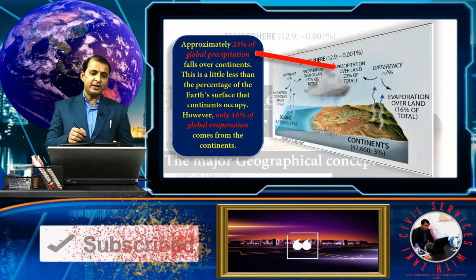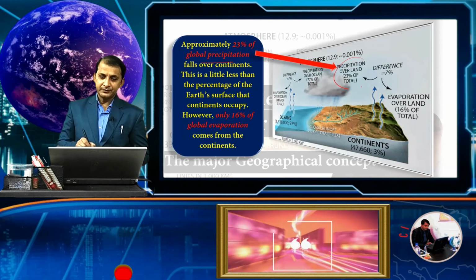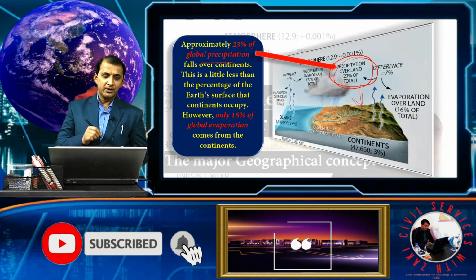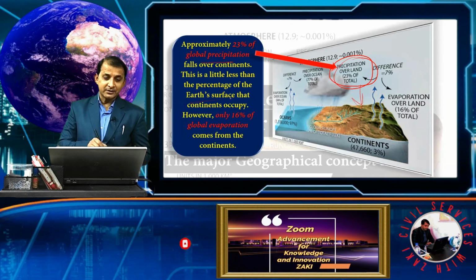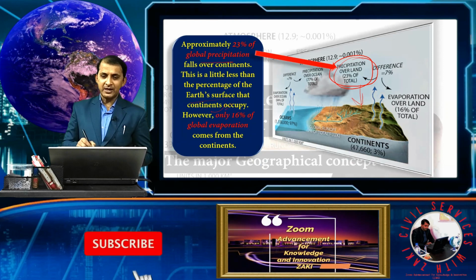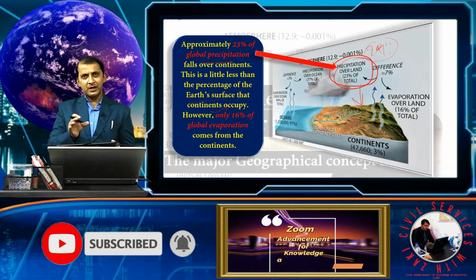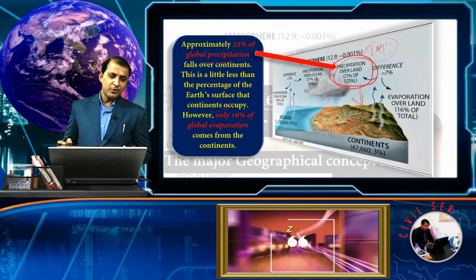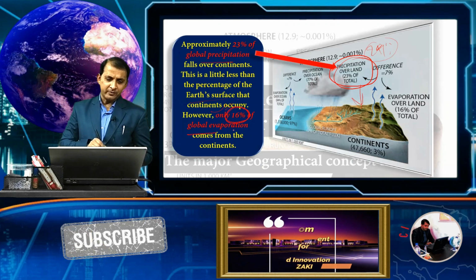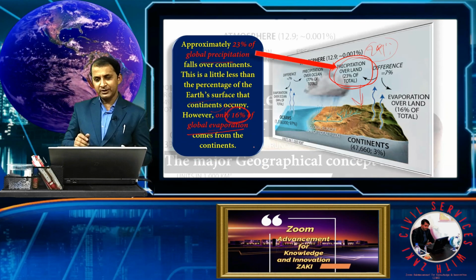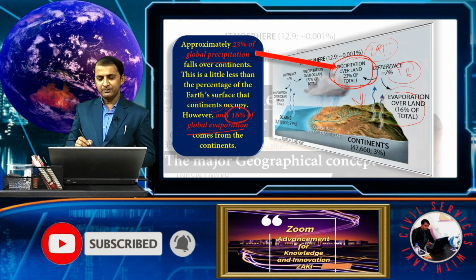So approximately 23% of global precipitation falls over the continents. This is a little less than the percentage of the Earth's surface that the continents occupy. As you know, about 29% of the surface of the Earth is occupied by the continents. However, only 16% of the global evaporation comes from the continents.